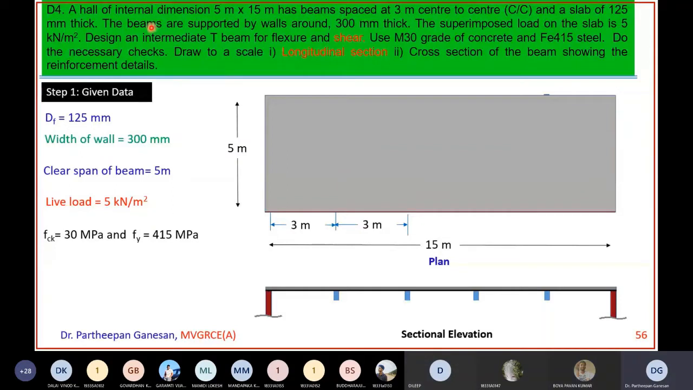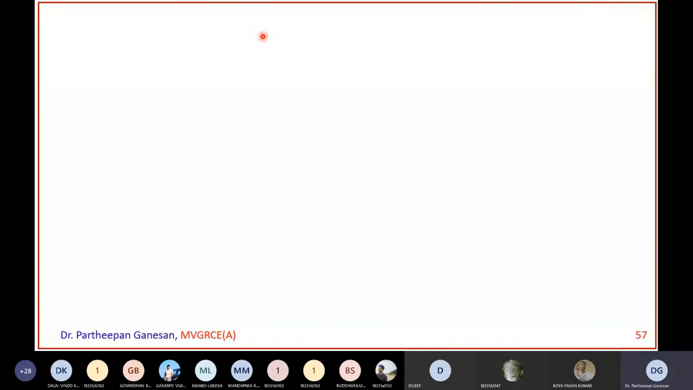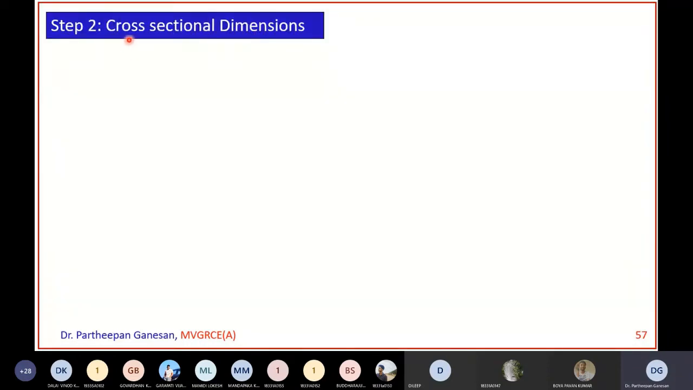So here the beams are supported by walls, which are usually brick walls. So the beams are supported by walls around, which means it is a simply supported beam. Okay. So now we have to decide the cross-sectional dimension.